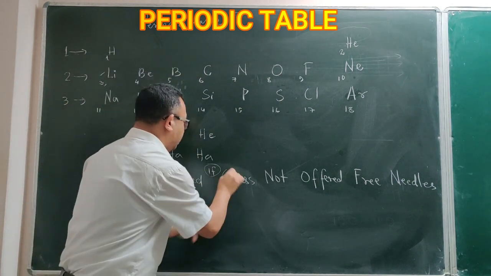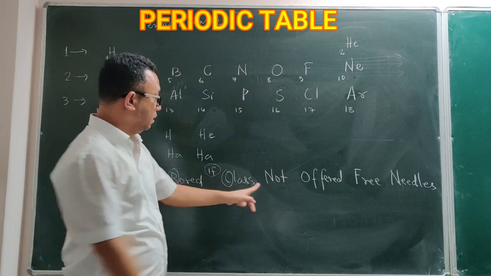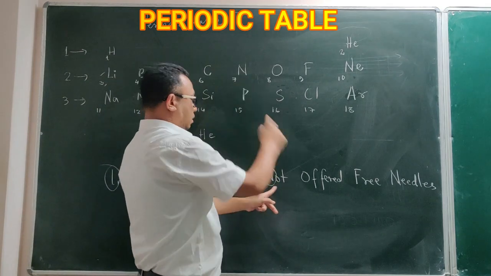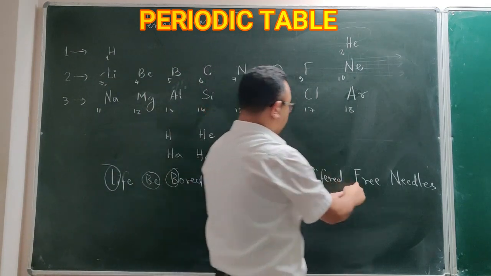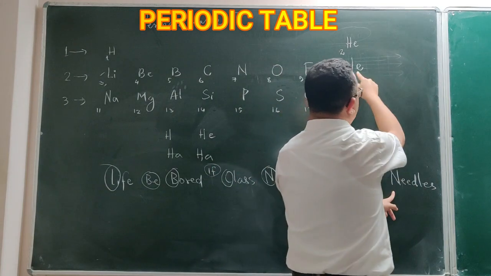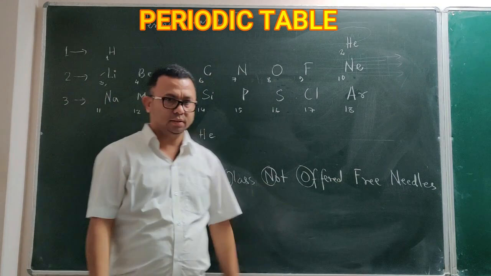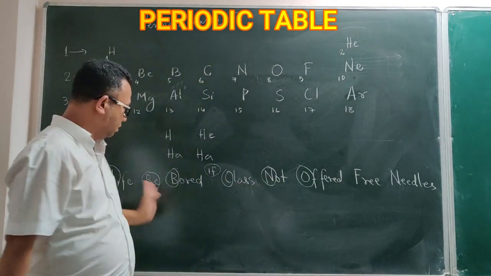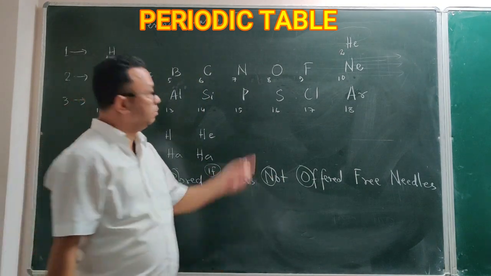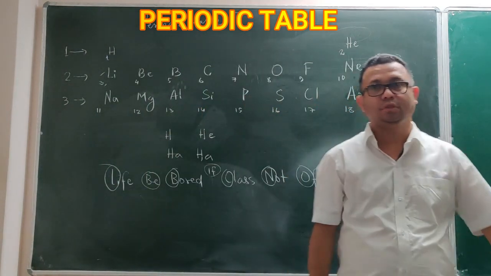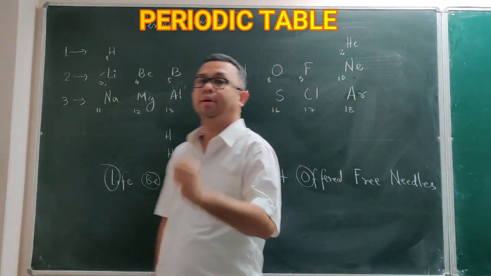So now next, C is carbon. Then next, N, nitrogen, oxygen. Then you have fluorine, then neon. So a meaningless sentence, nonsense. But this will help you to remember the second period. So the second period can be very easily remembered like this.